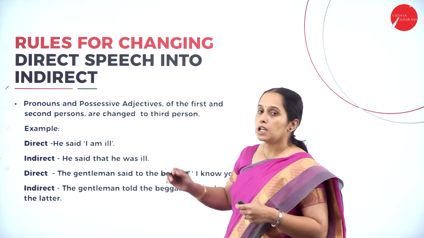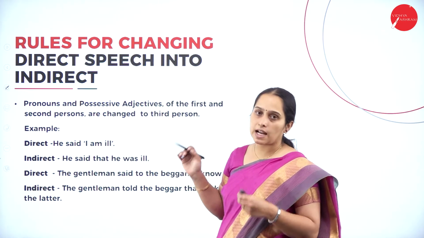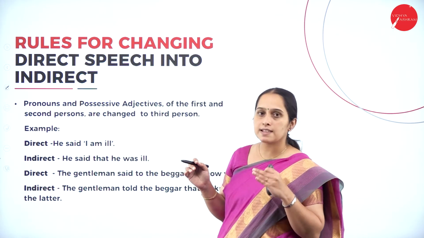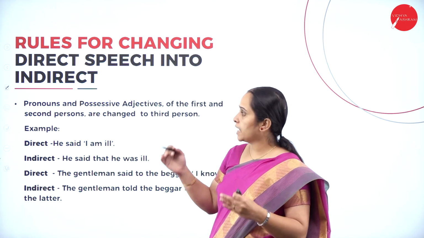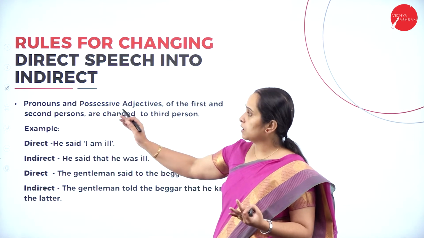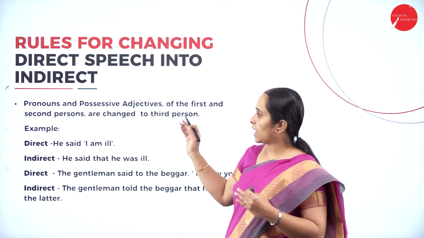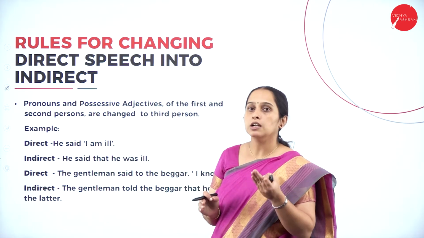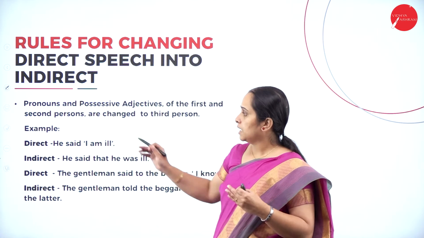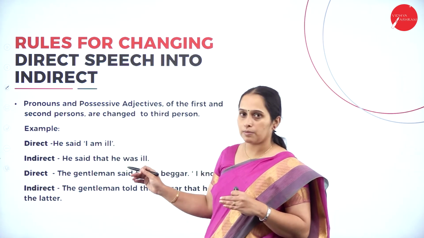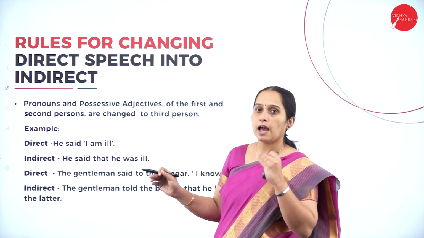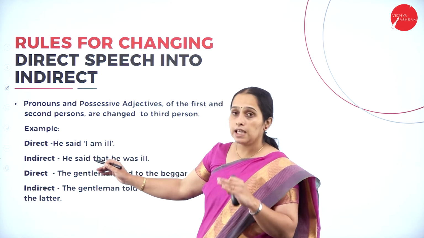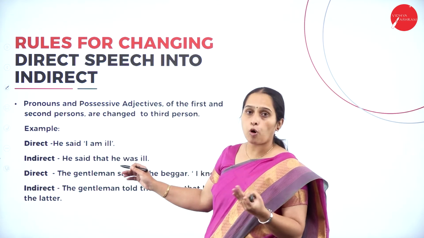Next one. Pronouns and possessive adjectives of the first and second persons are changed to third person. Got it? Example, he said, "I am ill." So when we change into indirect speech, he said that he was ill.